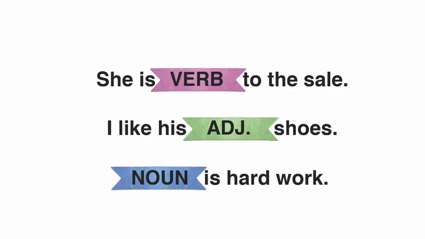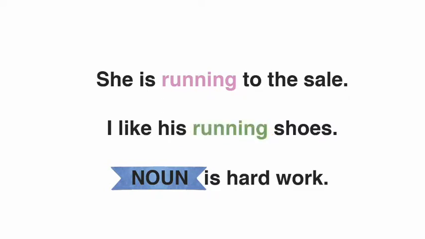So if we filled in these sentences with the role names, the names of the categories, these sentences don't make much sense. She is verb to the sale. I like his adjective shoes. They make sense when we think of the capitalized words as roles or categories that we want filled. So we can put running in to fill the verb role, or running to fill the adjective role, or running to fill the noun role. Then things make some sense.